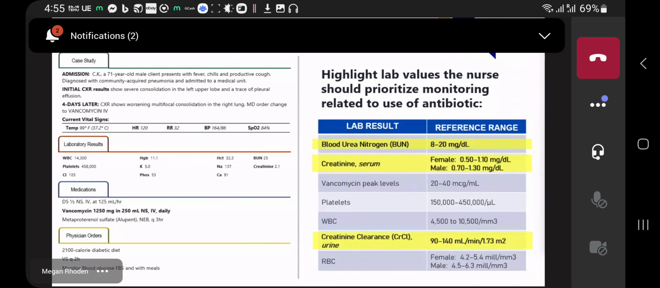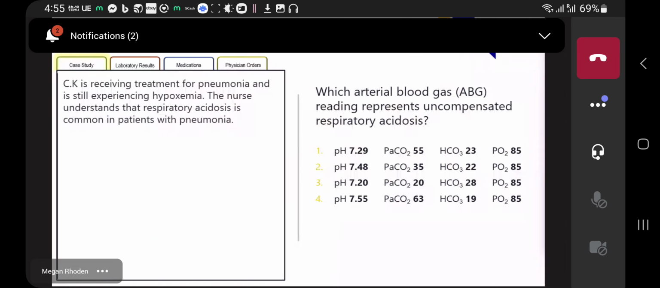Alrighty. And you are correct. We do not have a creatinine clearance on the laboratory values. And that's okay. We don't necessarily need to know that for this question. What we need to know is which lab values we would want to prioritize monitoring related to the use of the antibiotic.